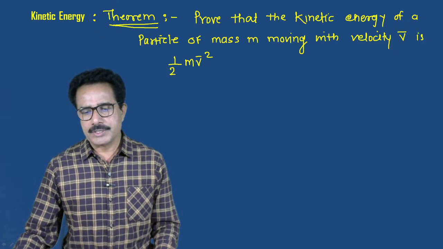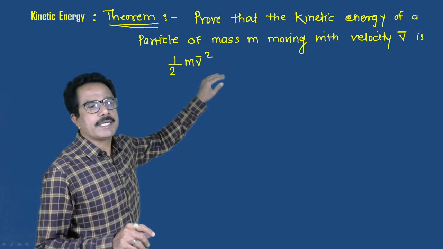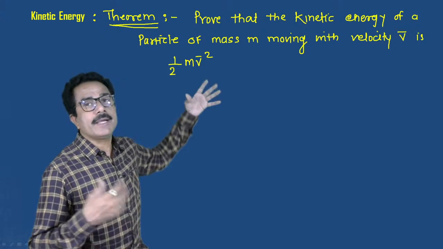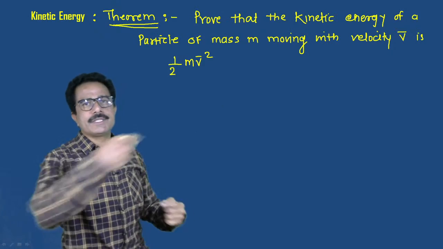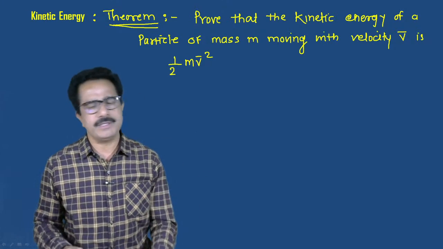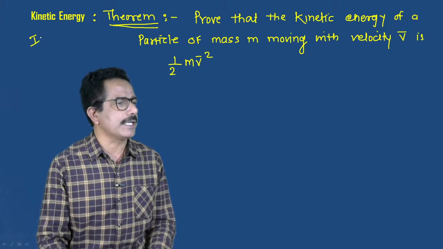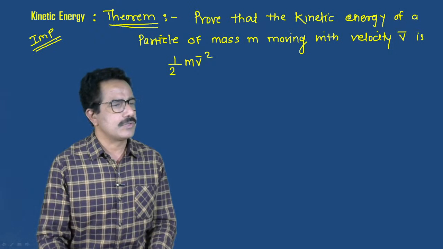Now we have to prove this relation, that the kinetic energy of the particle having a mass m and moving with the velocity v bar is 1/2 m v square. Actually this is a very simple theorem, but it is a very important theorem, you have to know. So, proof.